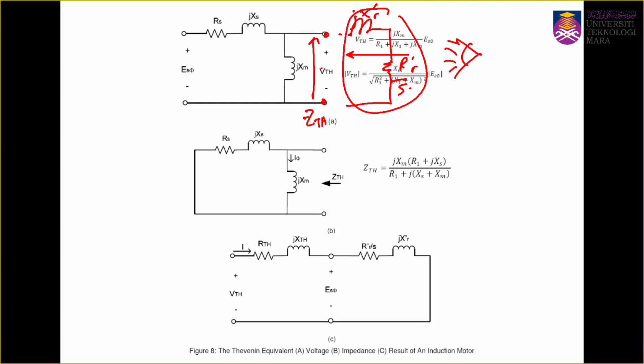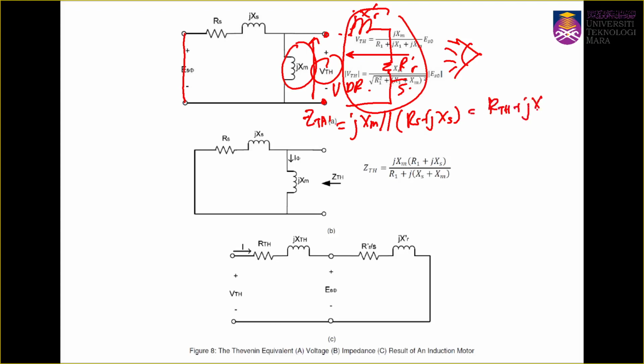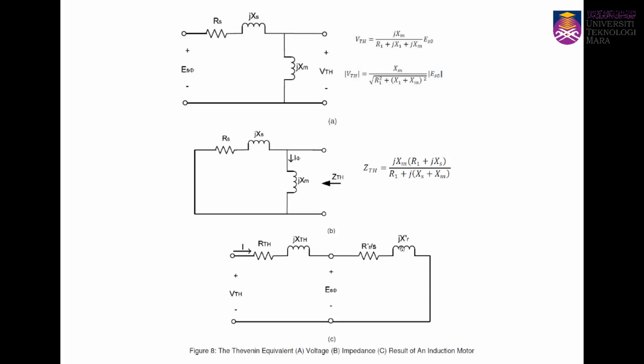So how to do that? For the terminal voltage, you just use the voltage divider rule, right? For VTH, you use the voltage divider rule, and for ZTH, you only need to short circuit the supply voltage, and then what you see is jXM in parallel with RS plus jXS. To get the total impedance, so to get the ZTH, and solve that, then you have RTH plus jXTH. And therefore, you can redraw the circuit on the stator side to give you VTH, RTH, and jXTH, and then combine with the rotor parameters. This is the Thevenin equivalent circuit.